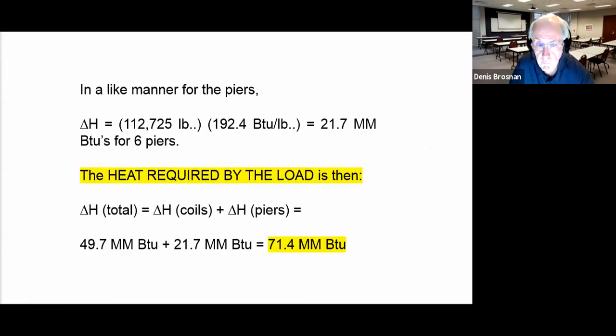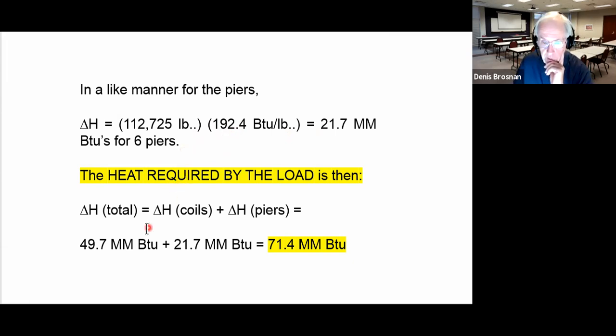In a like manner, we can do the same thing for the piers. We calculate 112,725 pounds times 192.4 BTUs per pound to raise them up between 60 and 1500. So that's 21.7 million BTUs for those 6 piers. Of course, one thing you would want to ask yourself is, do I really need 6? I mean, that's taking a lot of energy to heat those up.